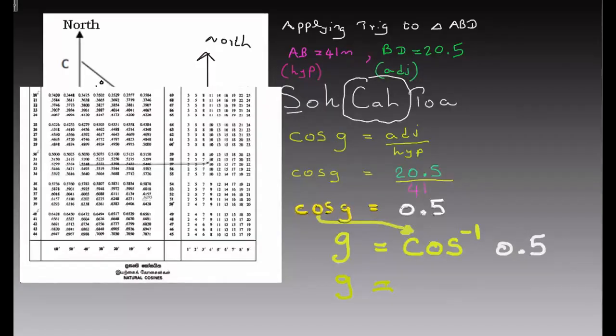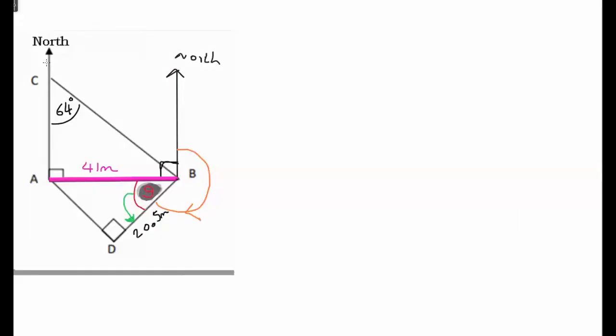So what's cos inverse of 0.5? We found out a while ago. That is 60 degrees and 0 minutes. If it's 0 minutes, you don't have to write it. You can simply put 60 degrees. So what's angle G's magnitude? 60 degrees. All right. So we have found out G's value. G is 60 degrees.